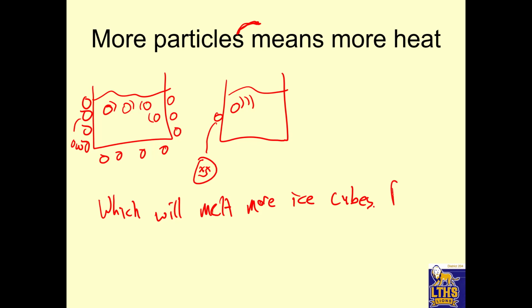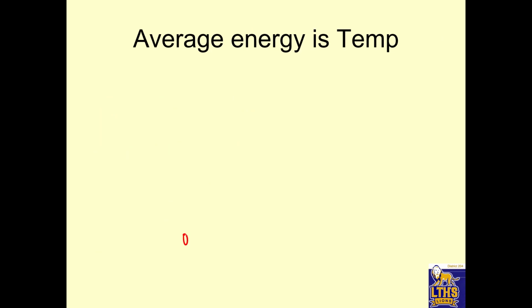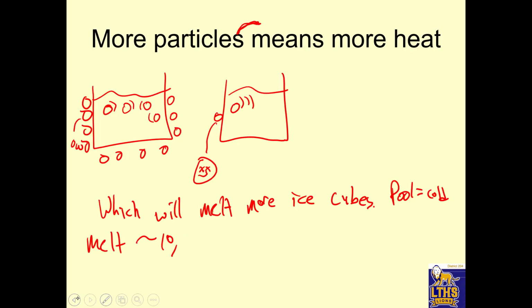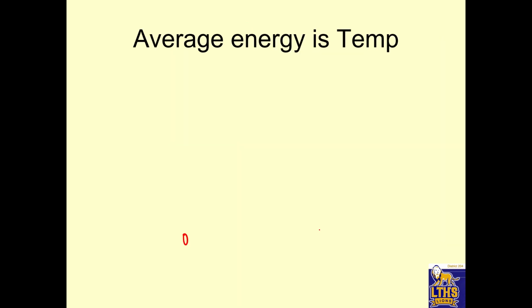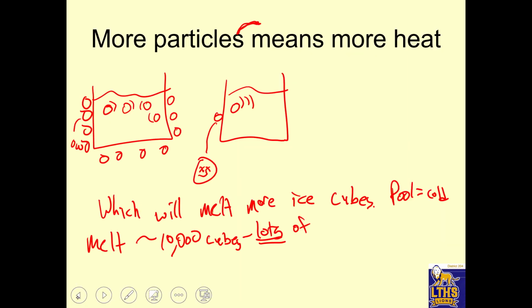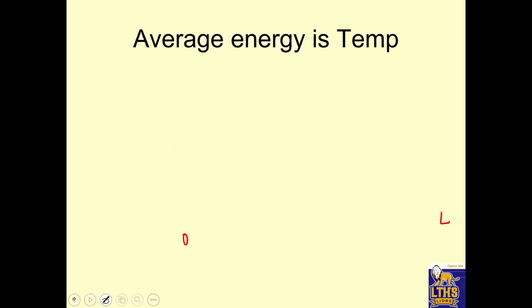So the pool is cold. Pool equals cold. Now, it's cold, but it could melt about 10,000 ice cubes, because it has lots of particles with medium energy.